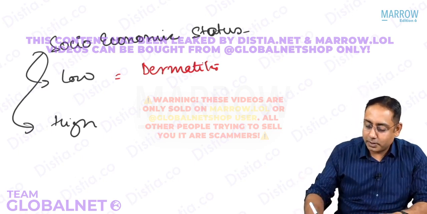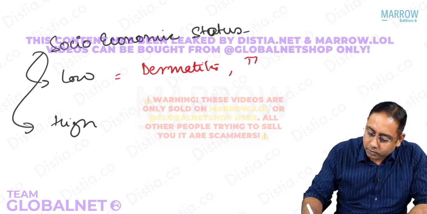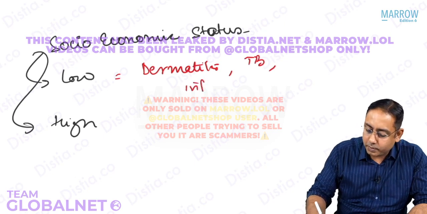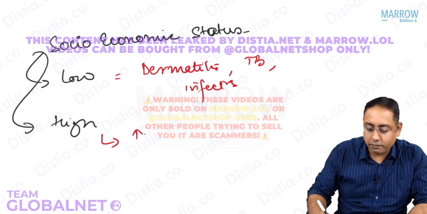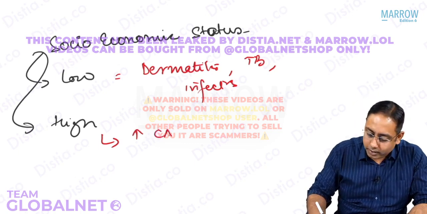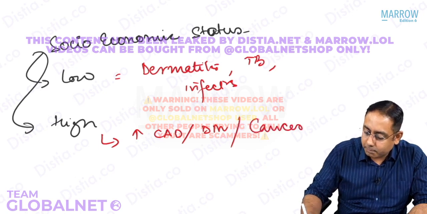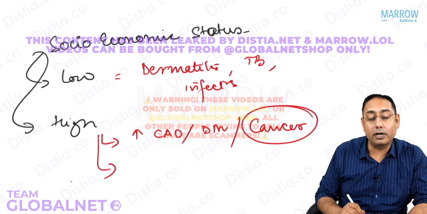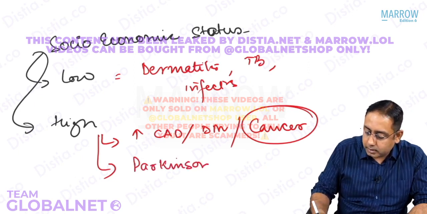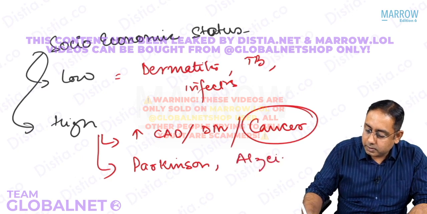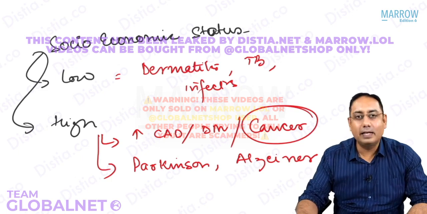In low socioeconomic status, it is more of dermatitis, and a lot of tuberculosis and a lot of infections you will get. Whereas in the high SES, there is a lot of coronary artery disease and diabetes mellitus. Then there is cancer, which is a big problem in the upper strata of society. Also, Parkinson's or Alzheimer's disease is more in the upper strata of society. So that's what it technically means.